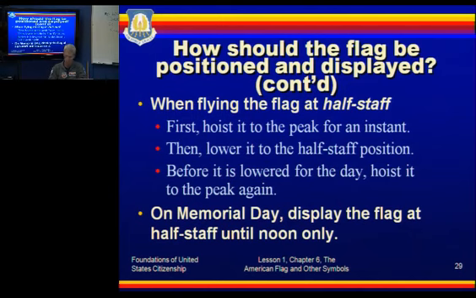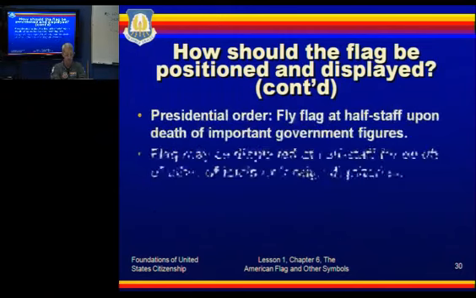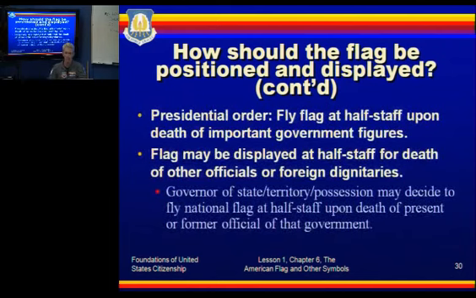Okay, then how do you take it down? You raise it all the way to the top, and then you lower it down like you normally would. Exactly. It's kind of tricky. But once you do it once, you got it down. Okay? That's exactly right. Presidential order. I think I talked about this last time, right? Presidential order, he is the one that dictates it, as well as the governor, right? Or the president of the Yavapai Indian Reservation can dictate that his flag is at half-mast, right?